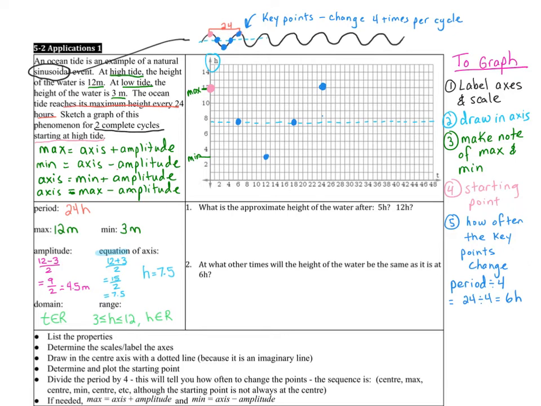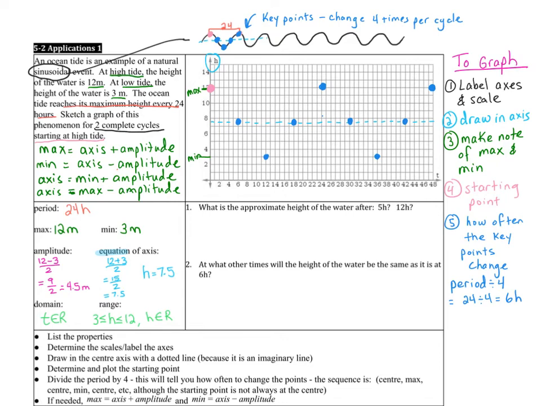And we need to show 2 complete cycles, so we're going to do this again. 6 hours later is 30, back on the axis. 6 hours later is at 36, so we're going to be at the min. 6 hours later is 42 on the axis. And 6 hours later is at 48, up at the max.